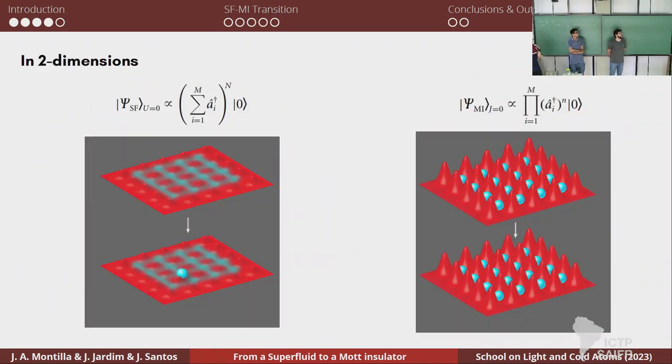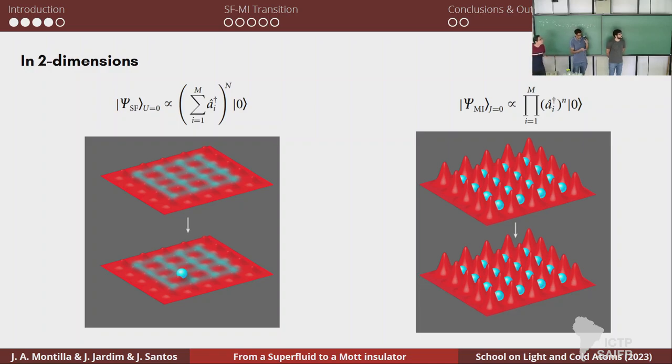So here we can see the wave functions, or the kets related to the wave functions, in this case in two dimensions. We can see the superfluid phase, in which we have a delocalization of the wave function, and also the other point of view, the Mott insulator regime, in which our particles are well localized on each site of our lattice.